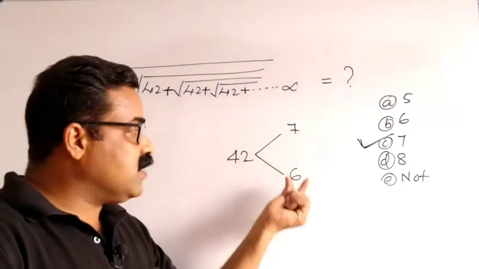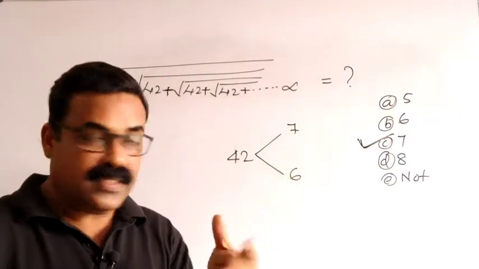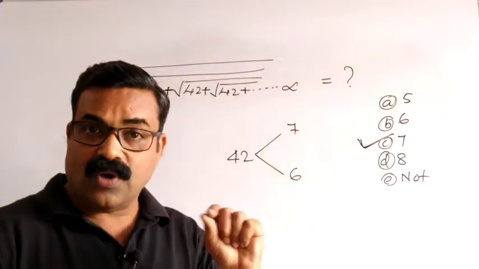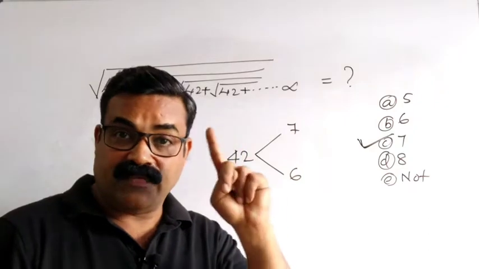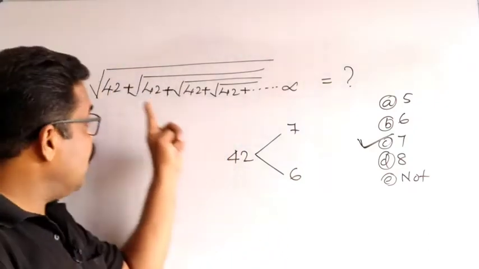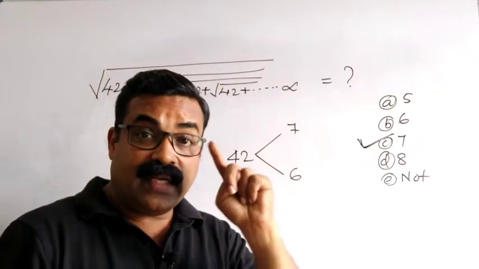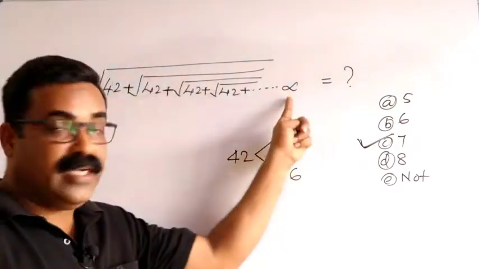So 7 and 6 are the two factors. The difference between 7 and 6 is 1. So that step is also over. So 2 steps we have completed. What is the first step? Ensure that the series is up to infinity.